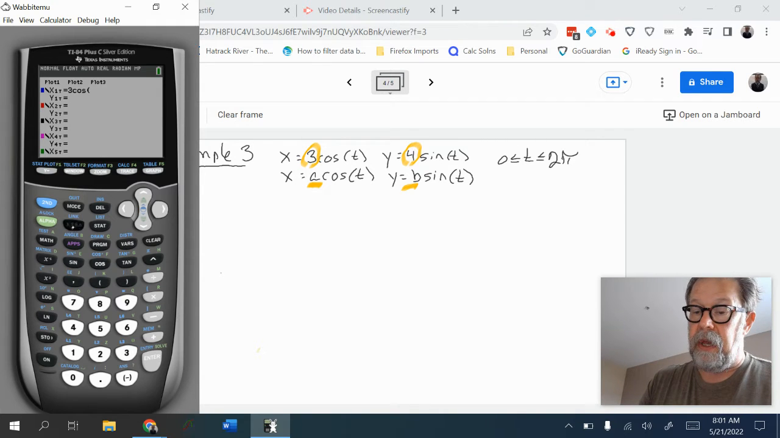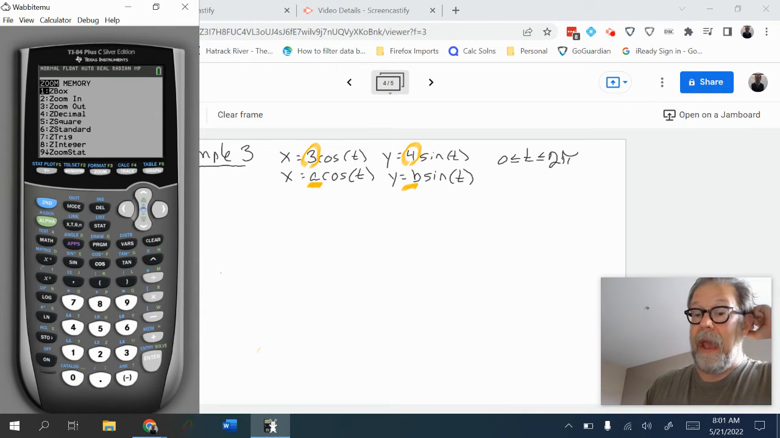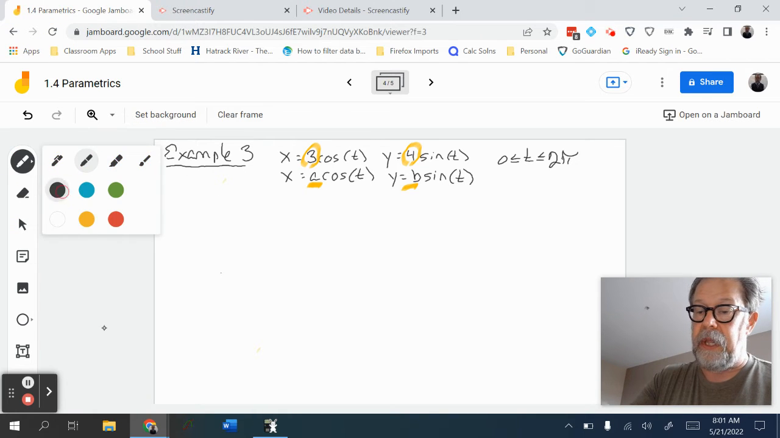3 cosine of t for our x, 4 sine of t for our y. Our window is going to be 0 to 2 pi as it was. And we're going to, once again, want to do a square graph. So we'll zoom 5 for the square graph. And what we get is something that looks a lot like an ellipse.